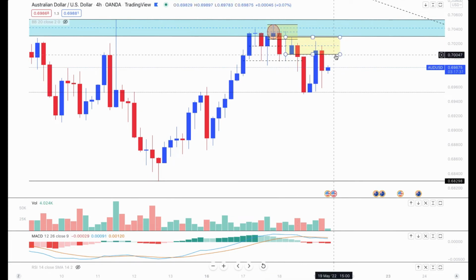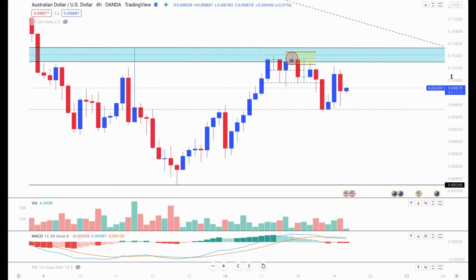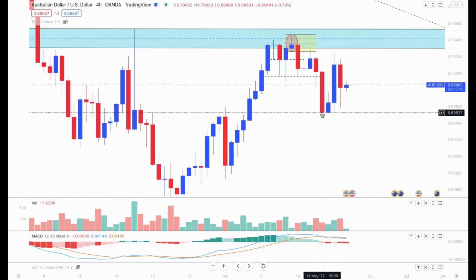So for now, let me just delete this. I hope you guys are still with me. We can see this candle, put a circle around it. The following candle impulsively closed below this support line. We waited for a retrace back into this yellow zone before taking the pair south, and we can see that happened quite beautifully.